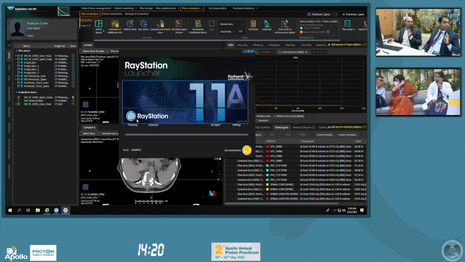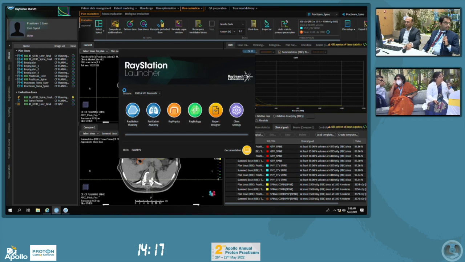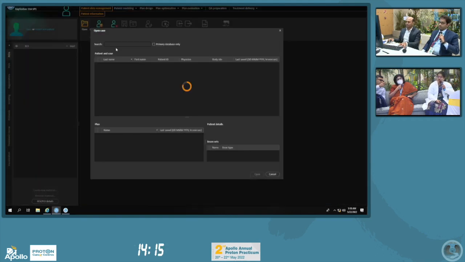So I think we'll move on to the next case. If there are no questions, we'll just move on to the esophageal cancer case.